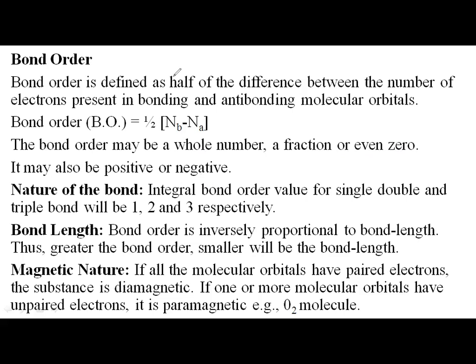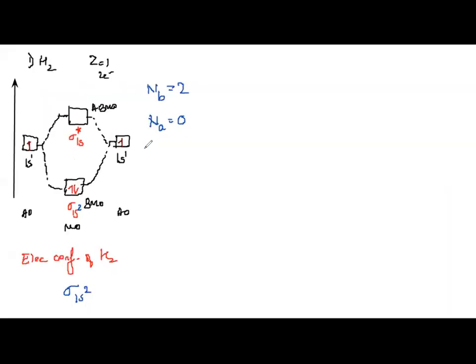So can I calculate the bond order here? Bond order is equal to half of the number of electrons in bonding minus the number of electrons in anti-bonding. So that is half of, in bonding there are 2 electrons, minus 0. So 2 minus 0 is 2, and half of 2 is 1. So bond order is equal to 1.